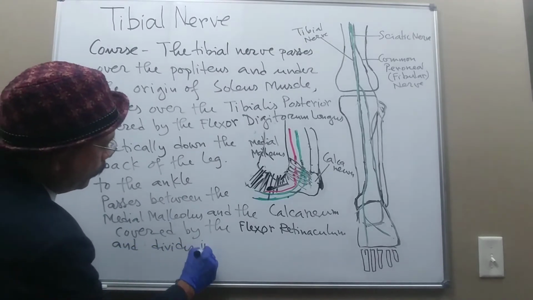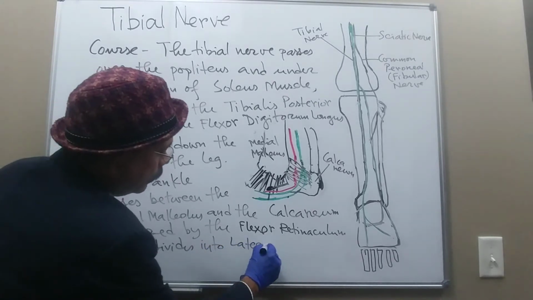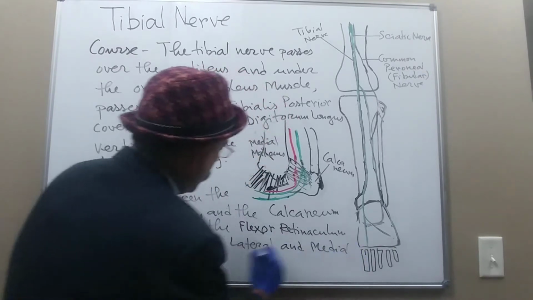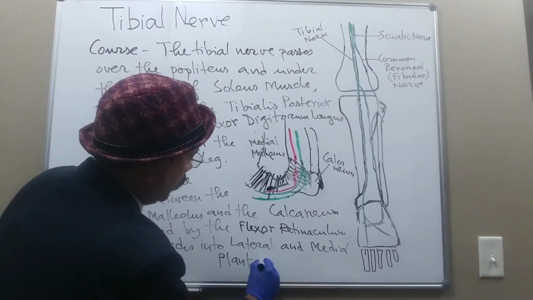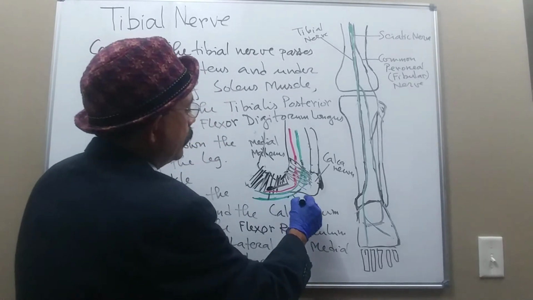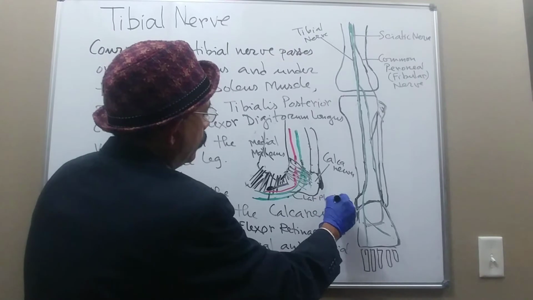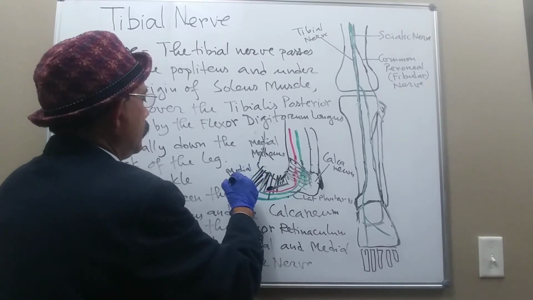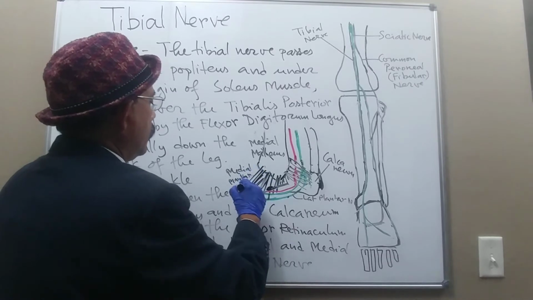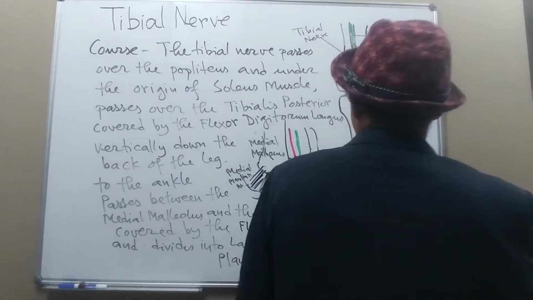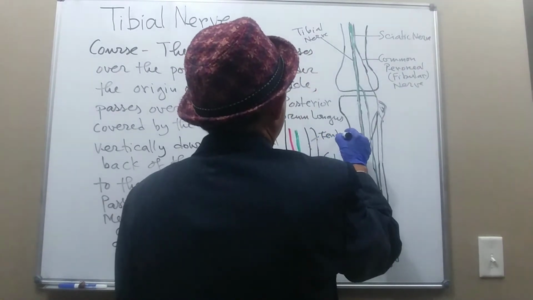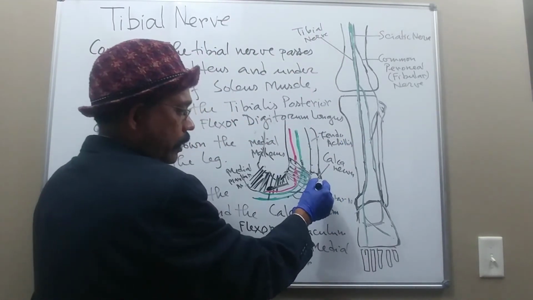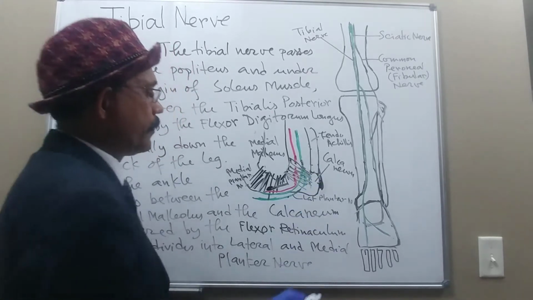It divides into the lateral and medial plantar nerves. This is the lateral plantar nerve. This is the medial plantar nerve. So this is the tendo Achilles, which is inserted into the middle third of the posterior surface of the calcaneus or calcaneum.